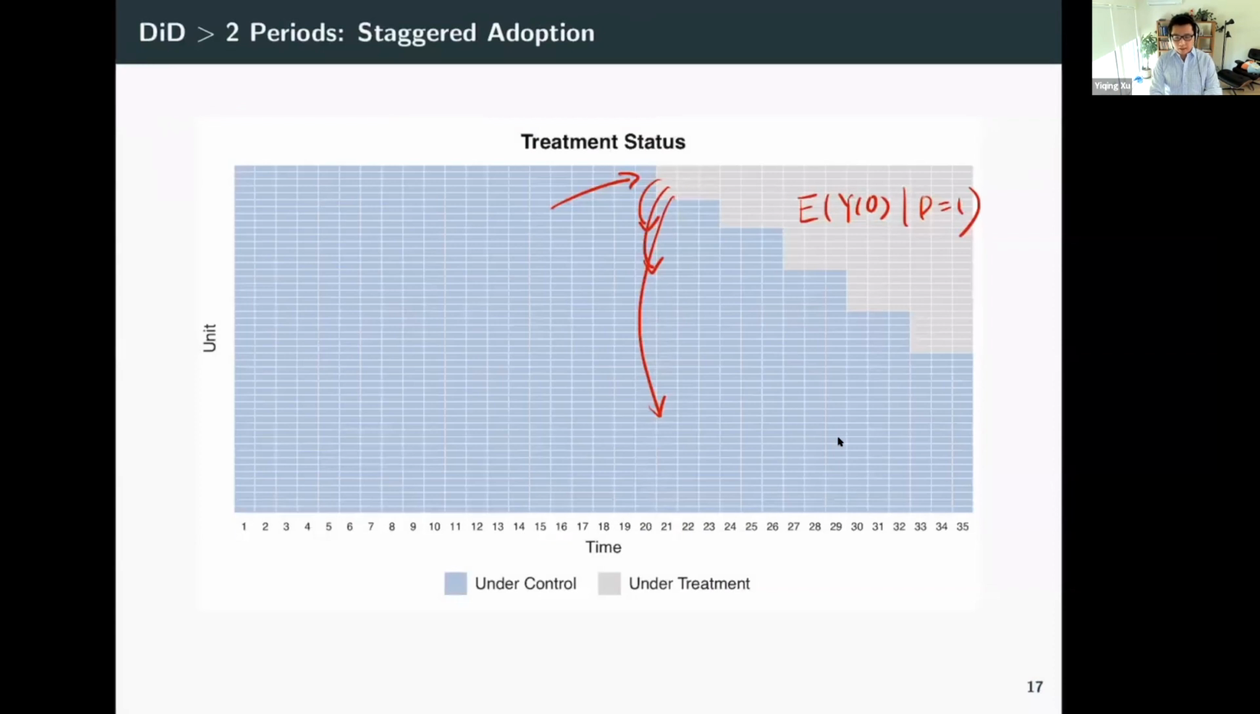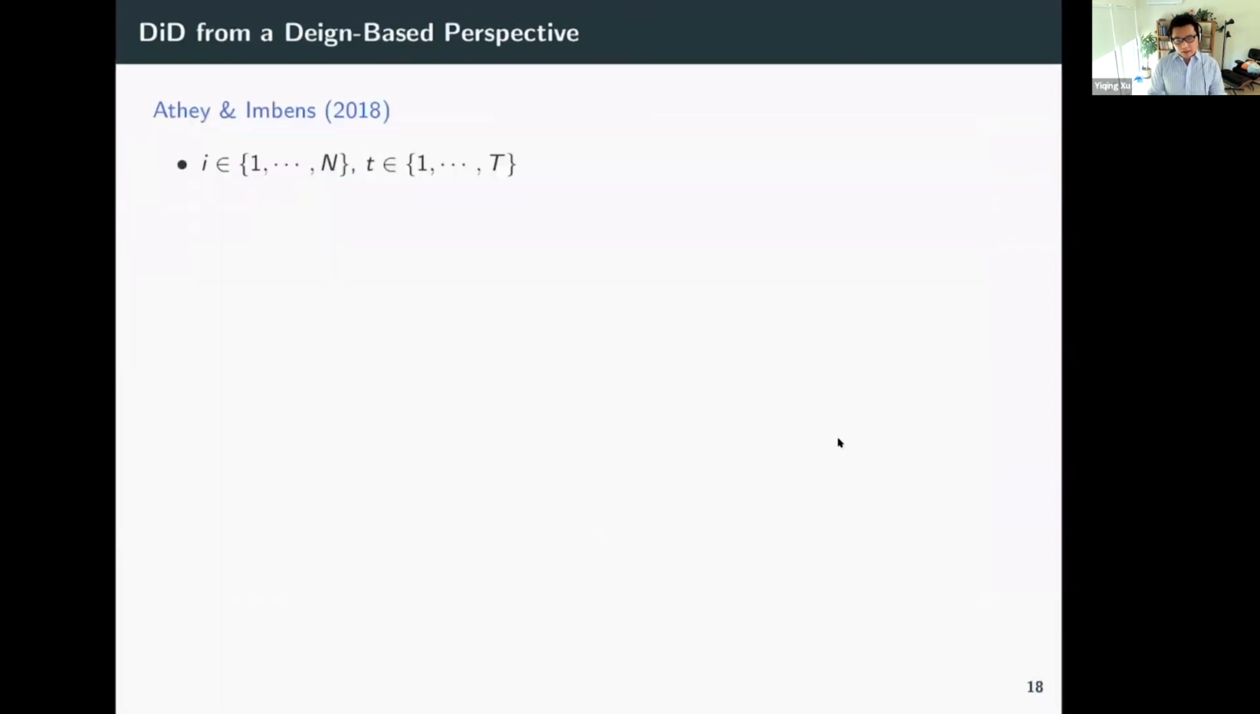So I give you two possible designs for DID, and so the next question is, how is the treatment assigned? It can possibly be assigned if you see treatment status like this. Athey and Imbens have a paper a few years ago on DID from a design perspective. In that paper, they cover both the classical DID, classical multiple-period DID, and also staggered adoption.